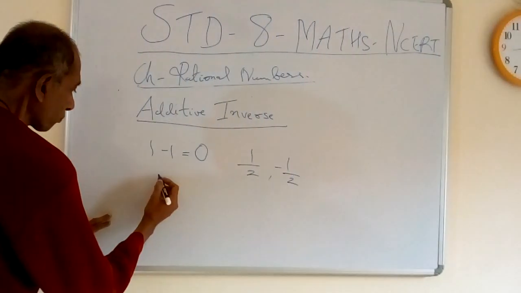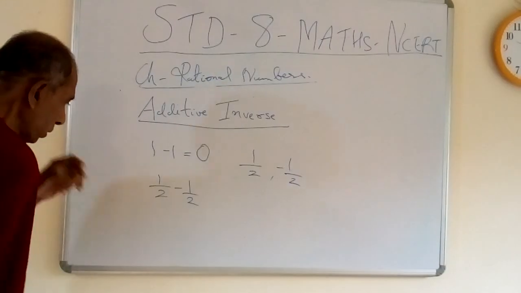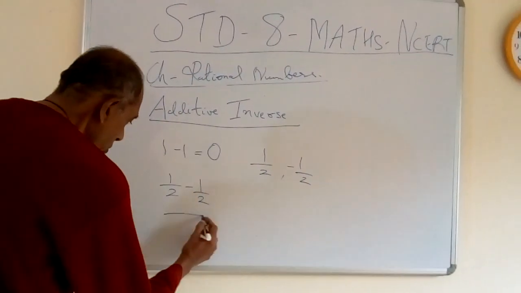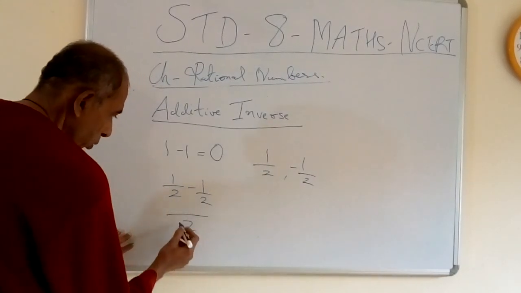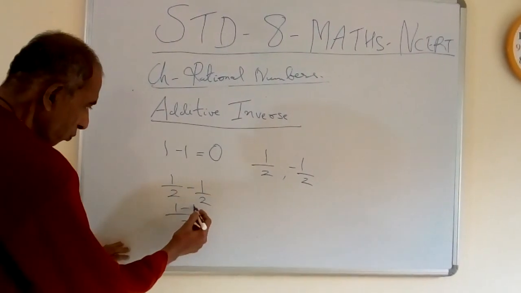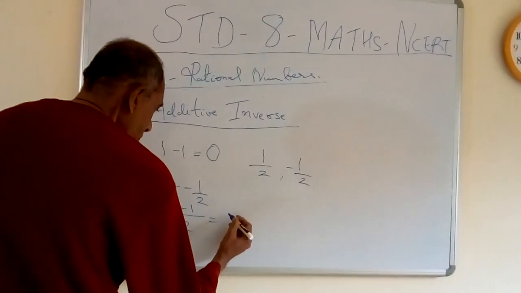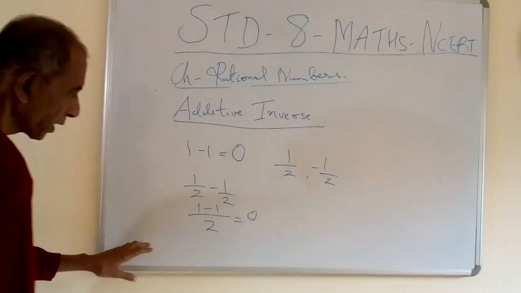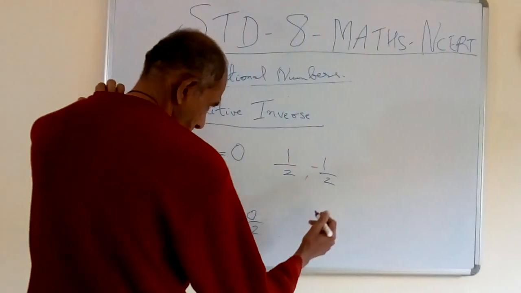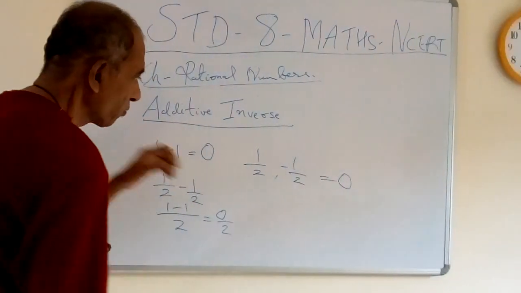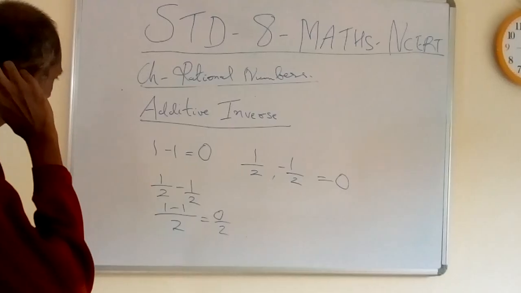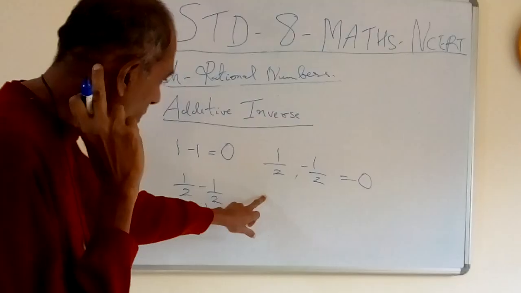Like here, 1 upon 2 minus 1 upon 2. These are rational numbers, so if we take the LCM, this will be 2. 2 divided by 2 is 1, 1 into 1 is 1, minus, again 1 upon 2, the same comes, minus 1. So we get 1 minus 1, which is 0, that is 0 upon 2, you can say, that is 0. So 1 upon 2 minus 1 upon 2 will give us 0. So here the additive inverse of 1 upon 2 is minus 1 upon 2, and the additive inverse of minus 1 upon 2 is 1 upon 2. This is what is additive inverse.